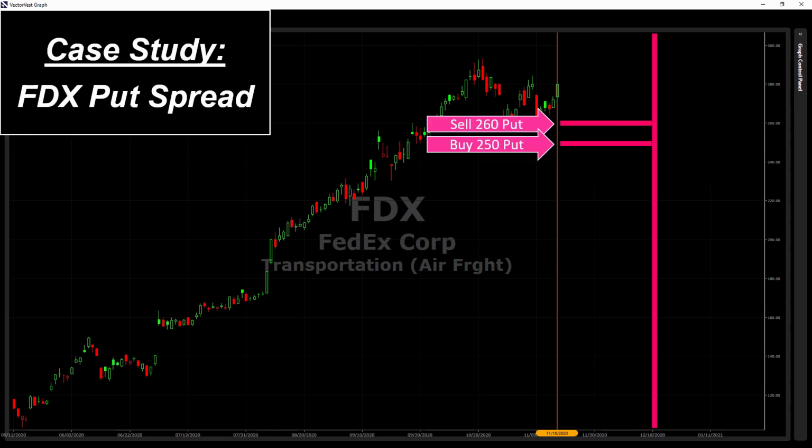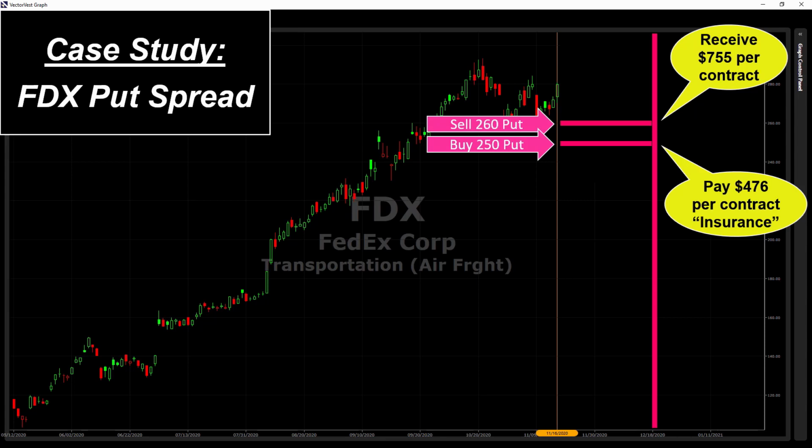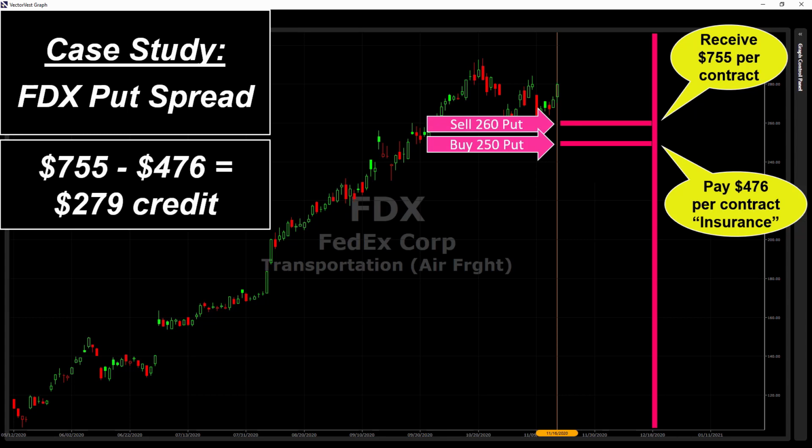I chose the 260 put to sell and bought the 250 put below it as insurance. Remember, both are entered on the same order, and the broker fills them both at the same time as one order. By selling the 260 put, I received $755 per contract. To buy the 250 put, I had to pay $476 per contract. Both were done at the same time. All I noticed was that I received the net credit of $279 in my account.